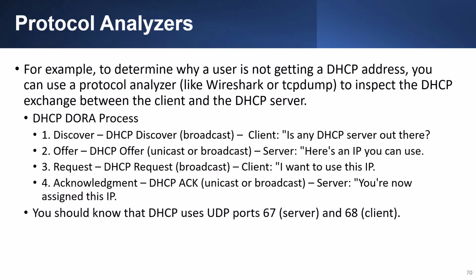The DHCP DORA process has 4 steps. DHCP Discover, where the client broadcasts out to any DHCP server out there. The server responds with the DHCP Offer: here's an IP address you can use. The DHCP Request is when the client says, I want to use this IP address. And DHCP Acknowledgement, the server says, you're now assigned this IP address.